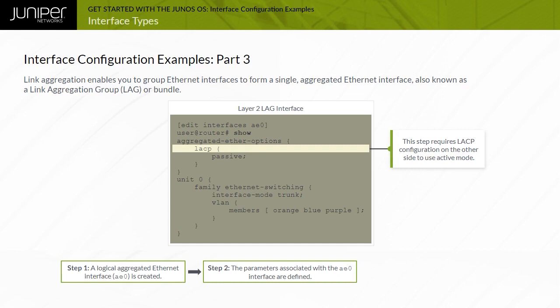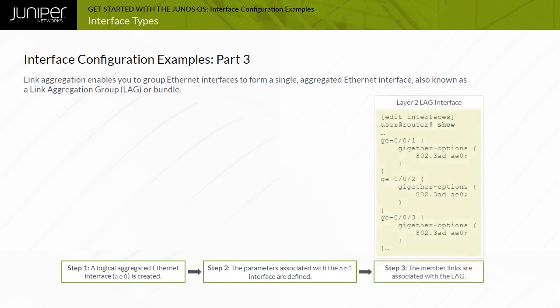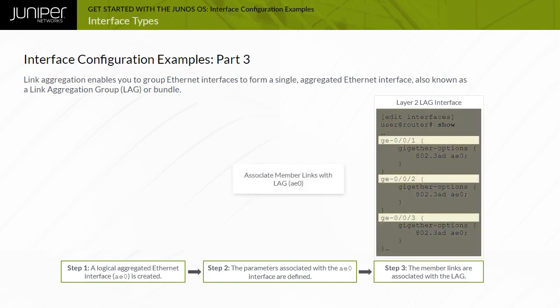As previously indicated, if LACP is used, at least one side must be configured in active mode to successfully establish the connection. The final step is to associate the member links with the LAG. In this example, 3 physical interfaces are associated with the Aggregated Ethernet Interface, AE0.